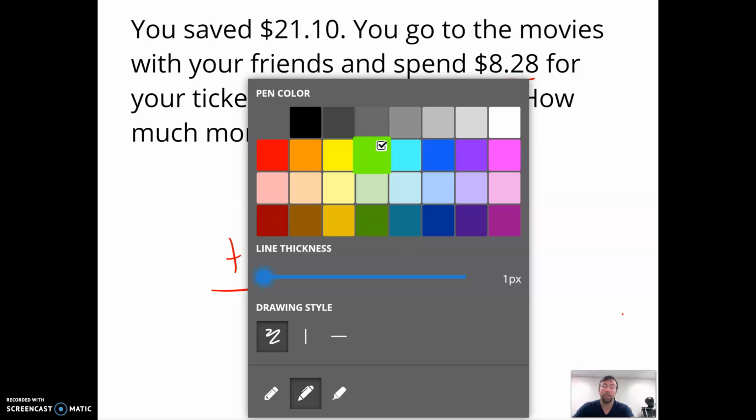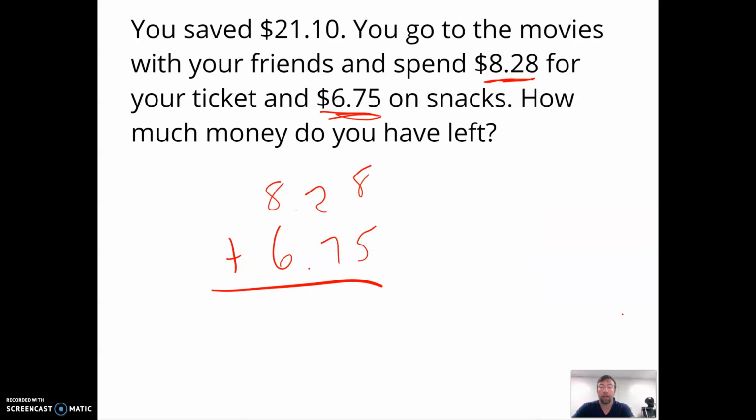Let's do blue again. All right. 8 plus 5 is 13. Sorry about that one, looked a little rough. 1, 3. 7 plus 2 makes 9, plus the 1 that we carried makes 10. So we carry a 1, put a 0 there. I'm going to bring my decimal straight down when I add. You're going to notice it's different when we multiply, but straight down when you add. And then we have 8 plus 6 is 14, plus that 1 makes 15. So we spent $15.03. That's how much we spent at the theater.